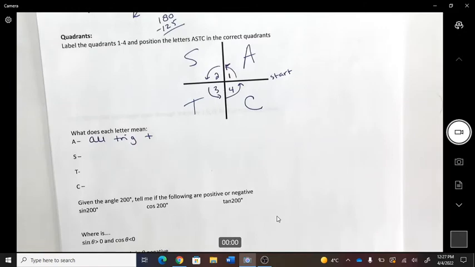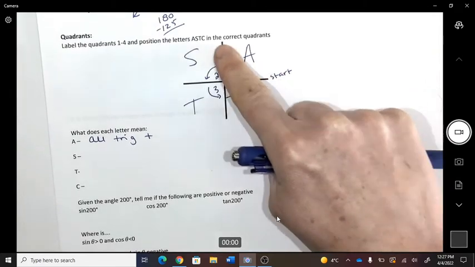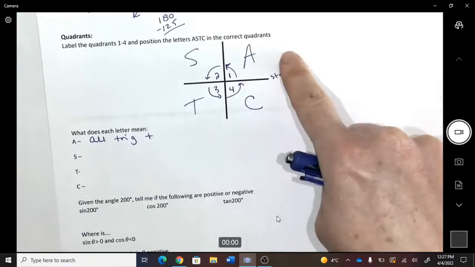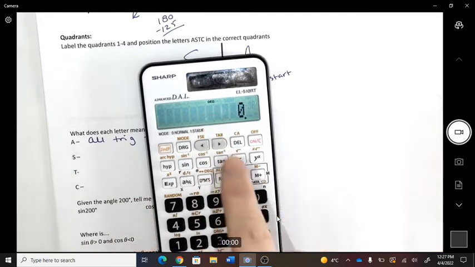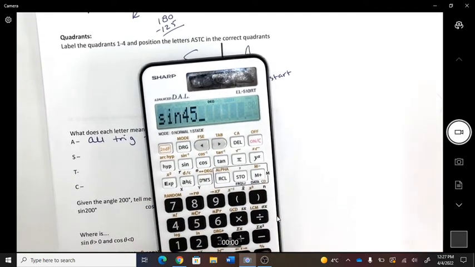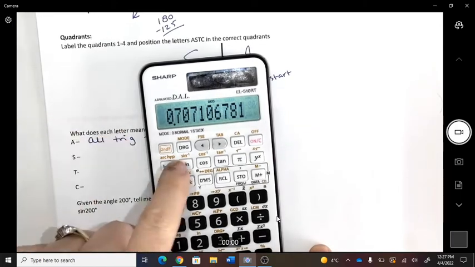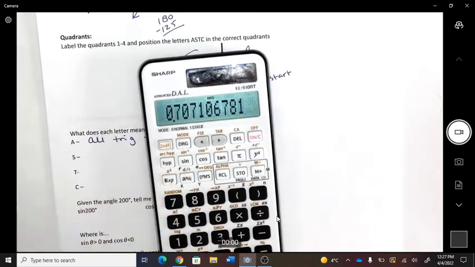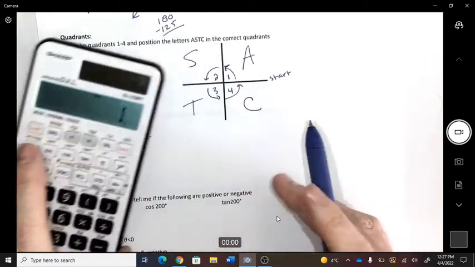So here is what I want to test. Can you give me an angle that would fall in this zone? Just any random angle. 45, something like that? Okay, so in my calculator, first of all, I'm in degree mode, so that's good. If I do the sine of 45, whatever it is, it's positive. If I do the cos of 45, positive. If I do the tan of 45, positive. They all came out positive.